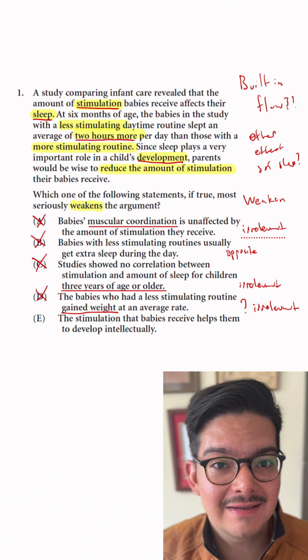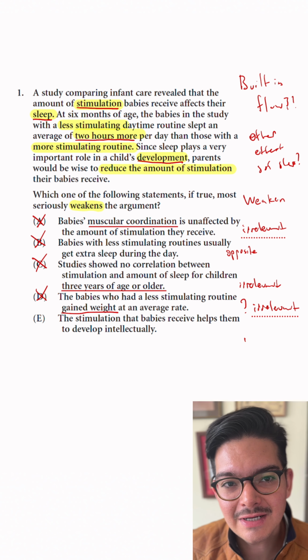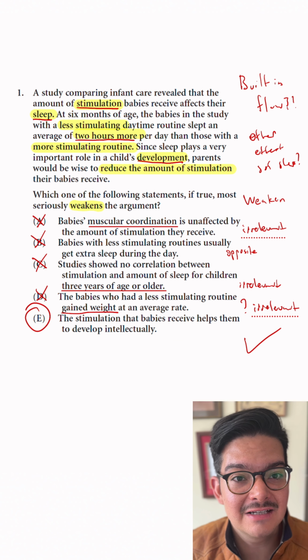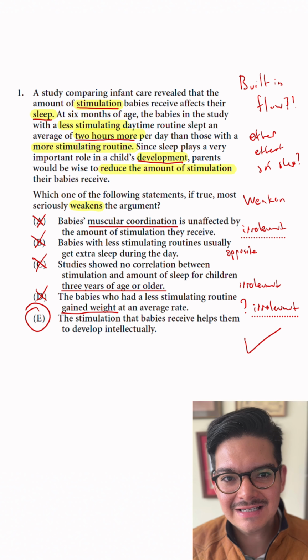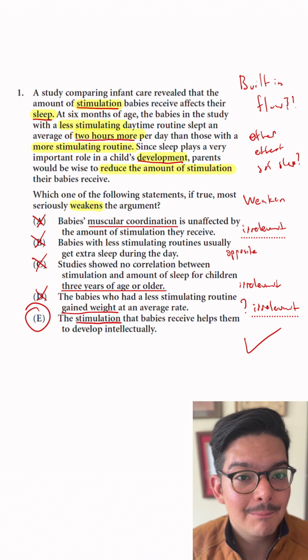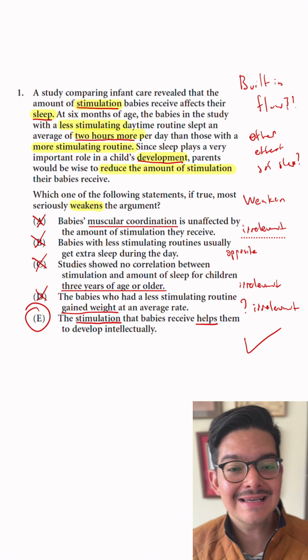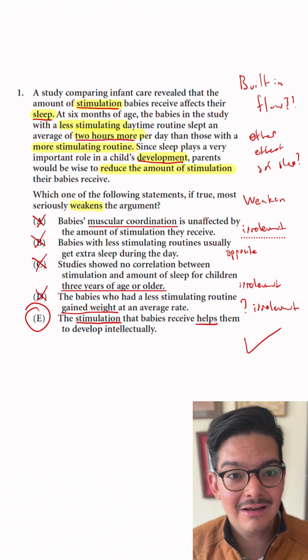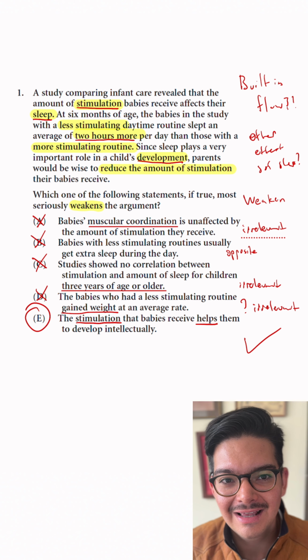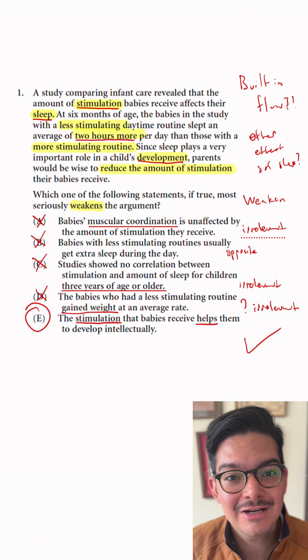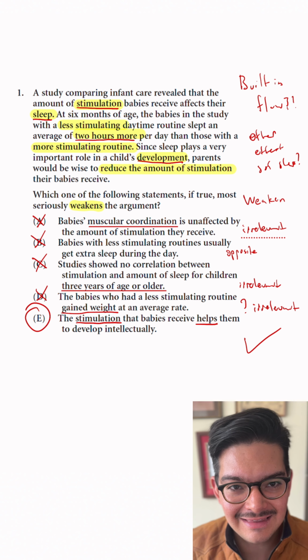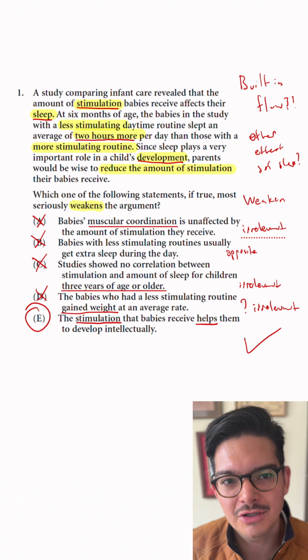E is actually the correct answer because it directly undermines the reasoning. If stimulation helps babies develop intellectually, then reducing stimulation might lead to more sleep, but also to worse cognitive development. That creates a clear trade-off that the argument completely ignores. And since the whole point of the recommendation is to support development, this strikes at the heart of the logic.